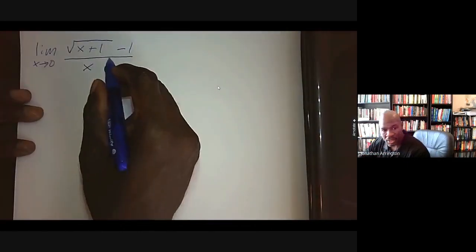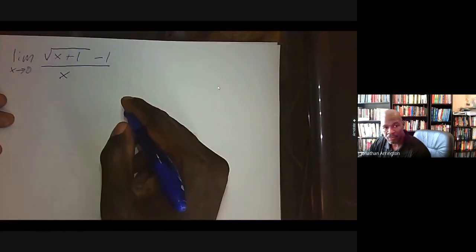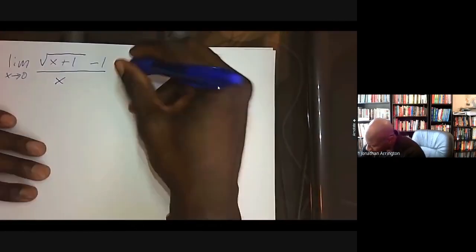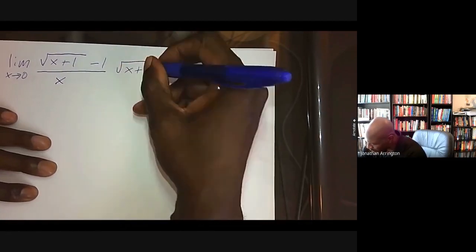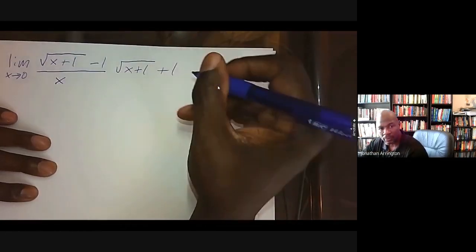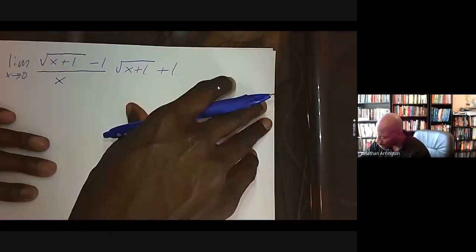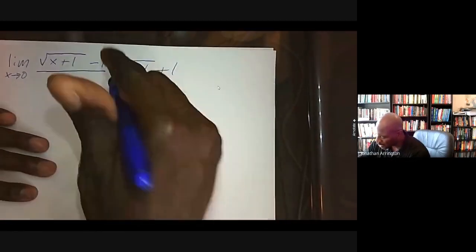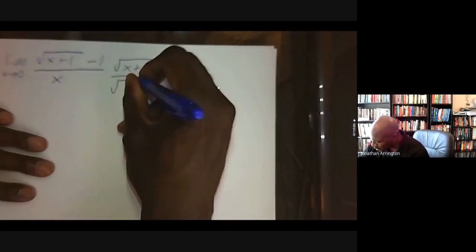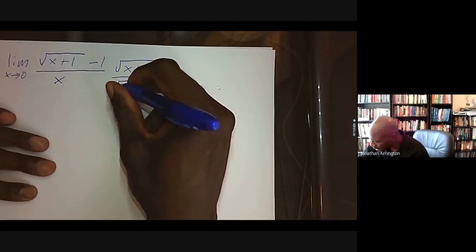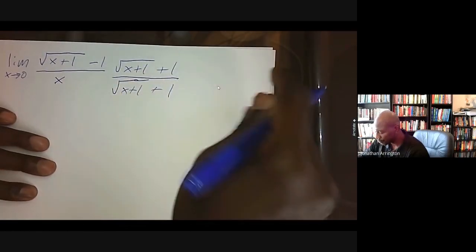So if you notice here, I have the square root of x plus 1 minus 1. So if I was so bold to multiply this by the square root of x plus 1 plus 1, then I'll get that a squared minus b squared phenomenon. Now, of course, what I do to the top, I have to do to the bottom to maintain equality. So put the same thing on the top, on the bottom, square root of x plus 1 plus 1.